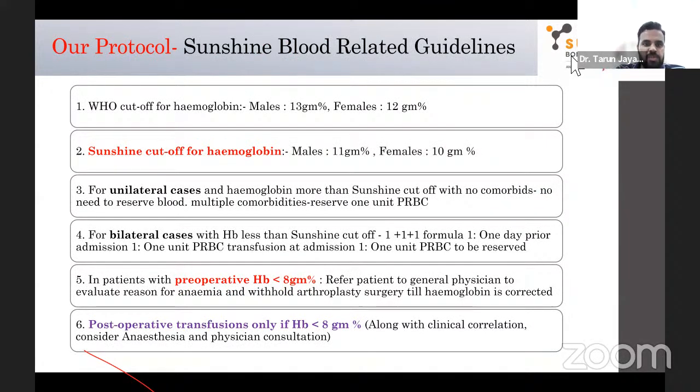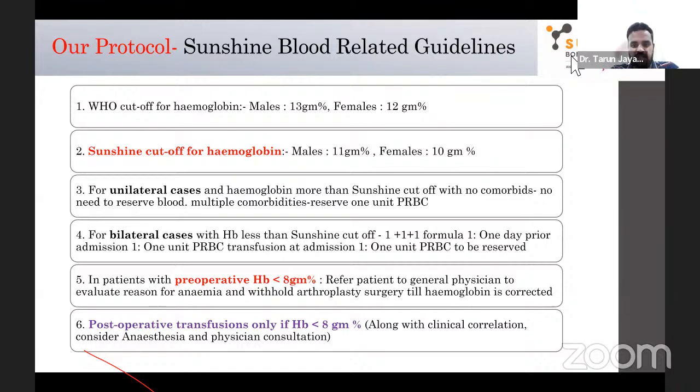So what are the transfusion guidelines that we follow at our institute? The WHO cutoff is 13 in males and 12 in females. In the Indian population, we have noticed that we use a cutoff of 11 for males and 10 for females. That is the cutoff that we use before going to surgery. For unilateral cases, with no comorbidities, there is no need to reserve blood. There's a need to reserve only 1 unit of blood if there are multiple comorbidities. For bilateral cases, we use the formula.